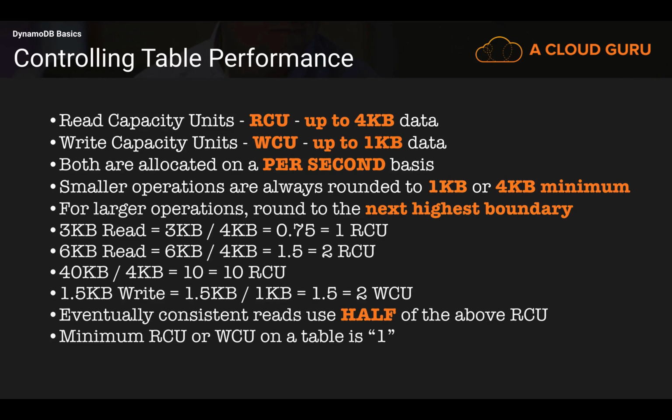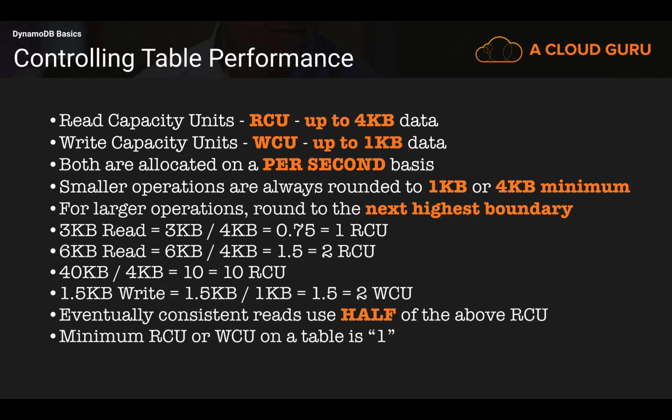You can also do the maths the other way around. If you have a table with 20 RCU and 20 WCU, then you can work out that 20 RCU equates to 20 times 4 kilobytes, i.e. 80 kilobytes per second max data throughput for reads on that table.